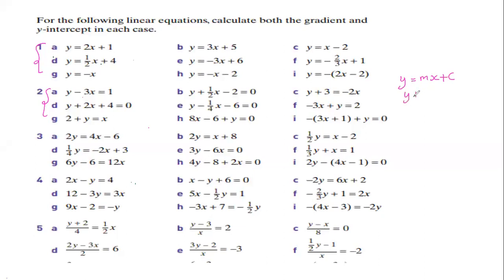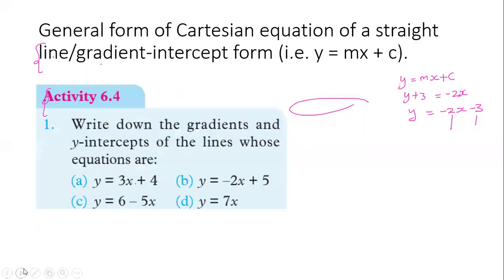Take an example: y plus 3 is equal to -2x. I'm going to first remove that 3, take it this side. So I say y is equal to -2x minus 3. This way I can go on, read off my gradient, read off the intercept. Once you find that it's not arranged in this form, y is equal to, then you cannot read your gradient.